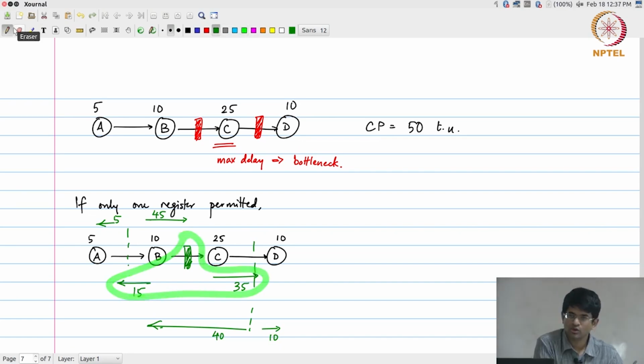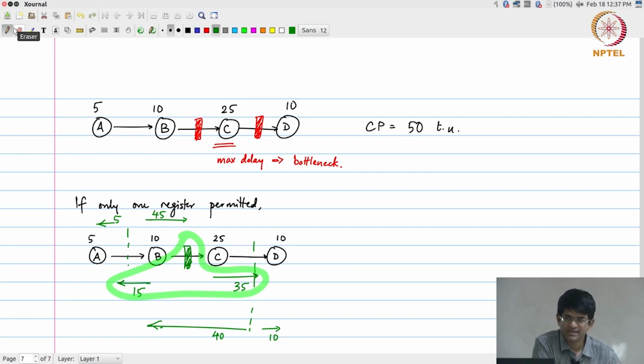So depending on how many registers you are willing to invest or spend on pipelining, you can decide how much improvement in your critical path you want to achieve. So if you have more registers available to you, you may want to do additional pipelining.